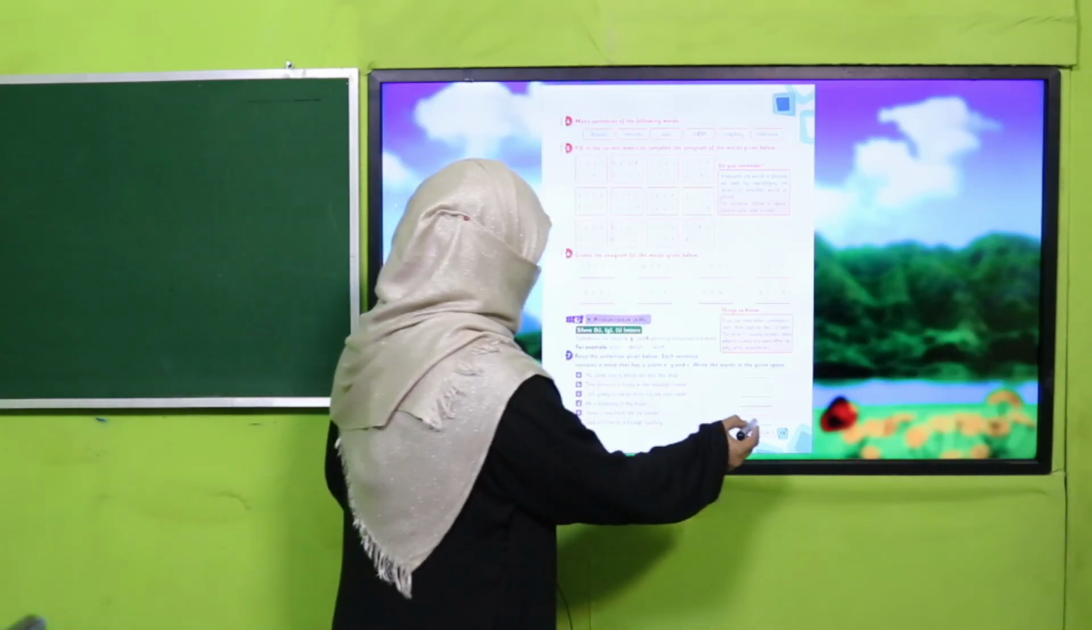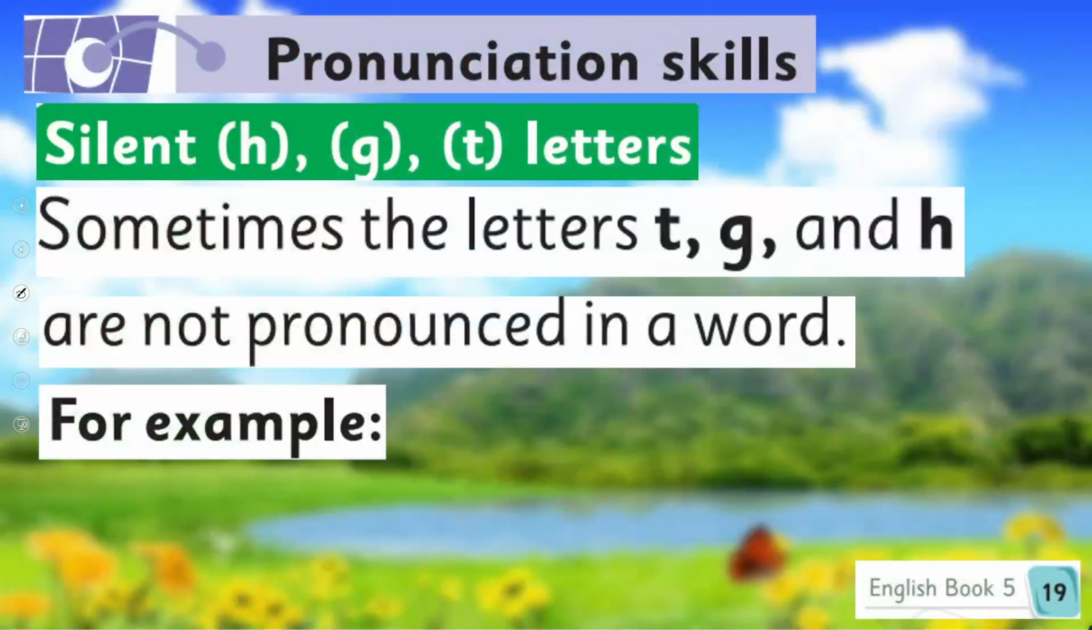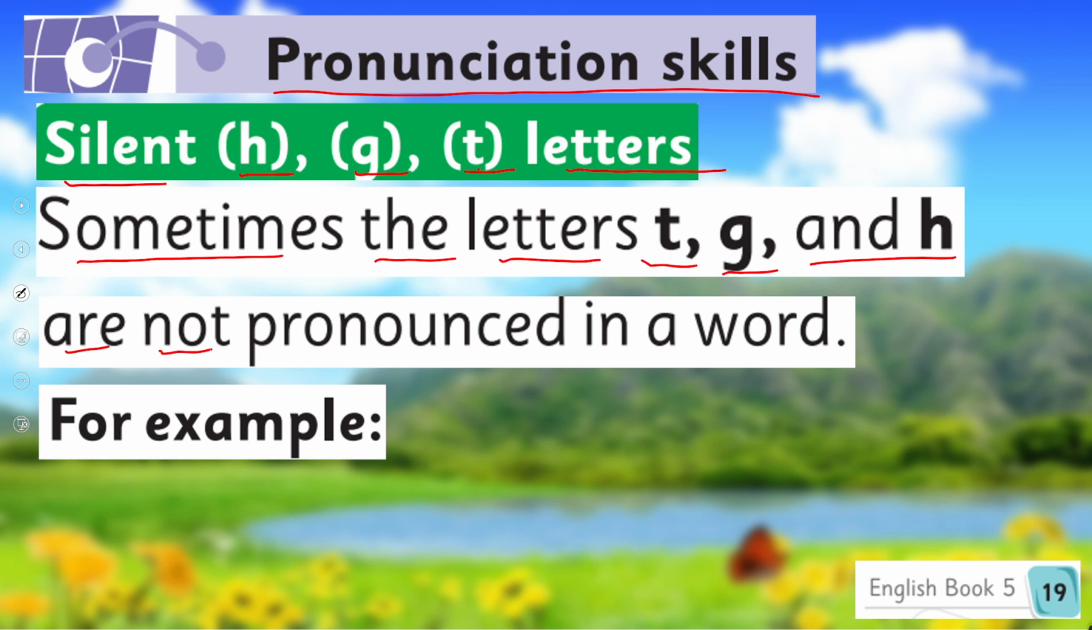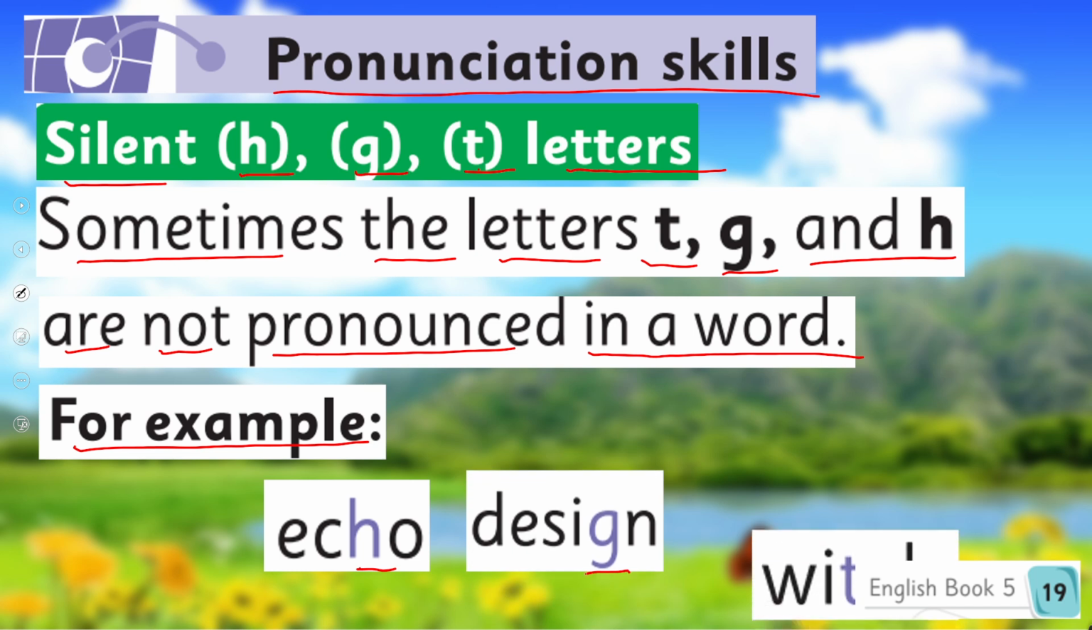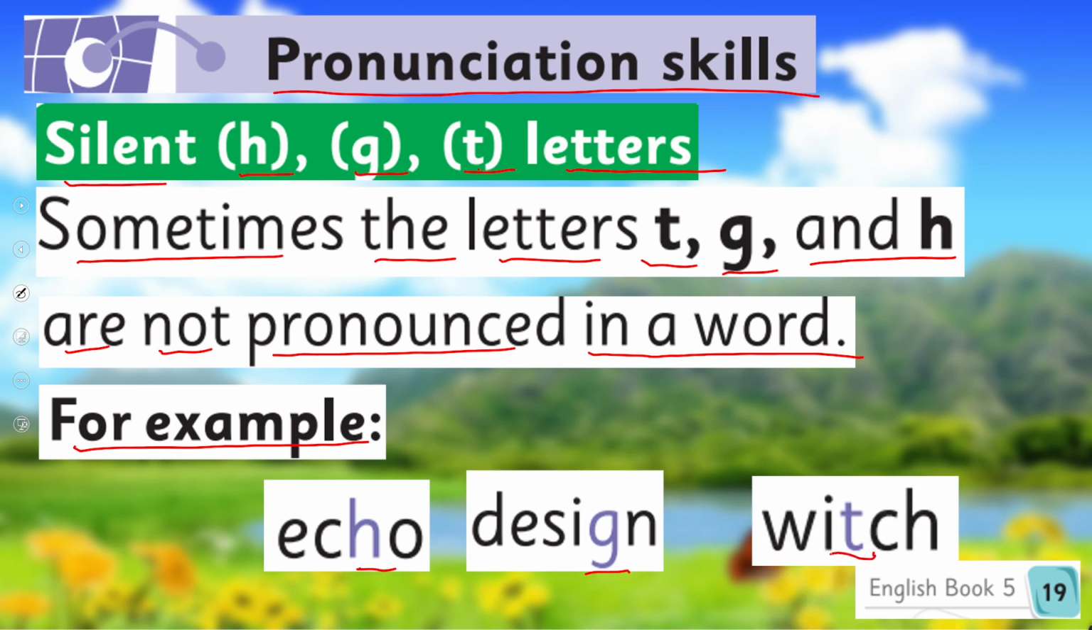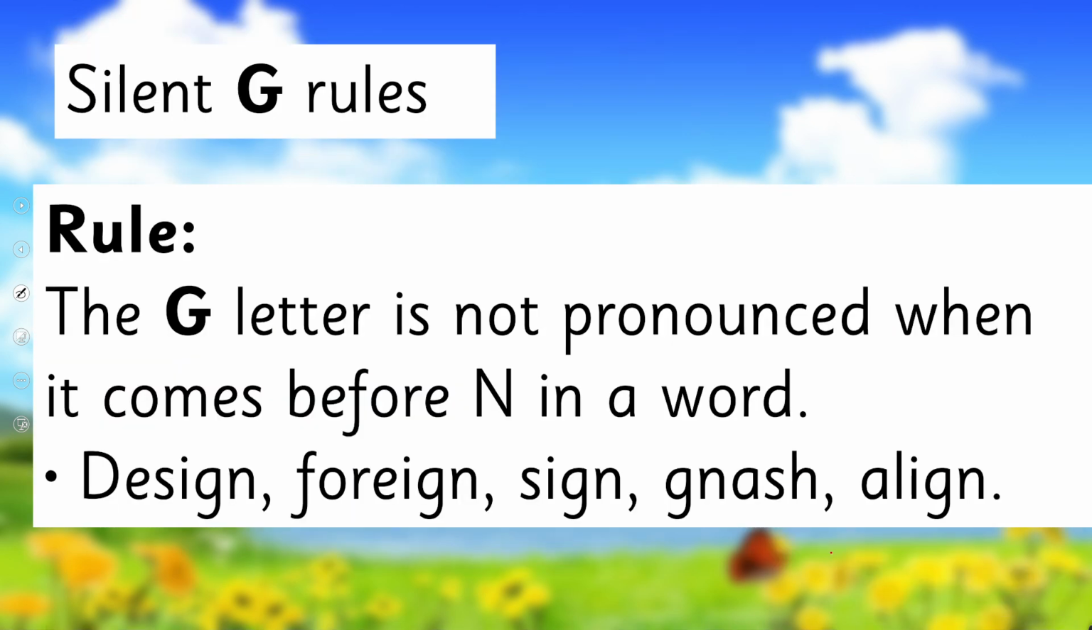Open your book on page number 19. It's mentioned here, pronunciation skills, silent H, G, T letters. Sometimes the letters T, G, and H are not pronounced in a word. For example, echo, design, which. So here, these three letters are silent. So what are the rules for silent G?